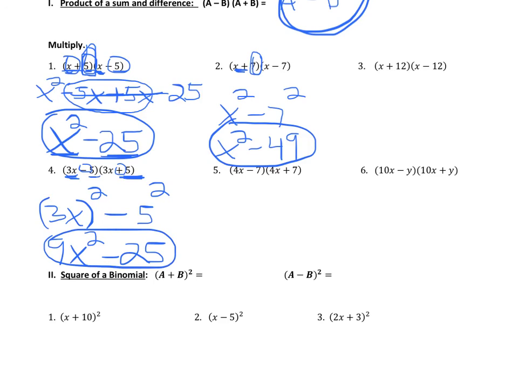Alright, so this is where you can use this: the first term squared minus the second term squared. If you can't remember the formula, you'll hear us say this, when in doubt, you can FOIL it out. You can still FOIL it, but this is a little trick, a little shortcut for the product of a sum and difference.